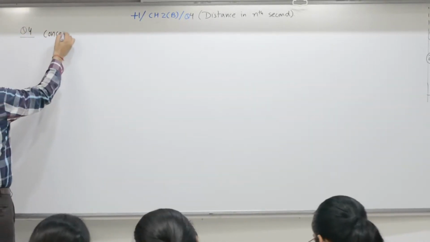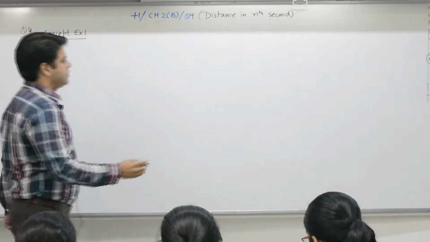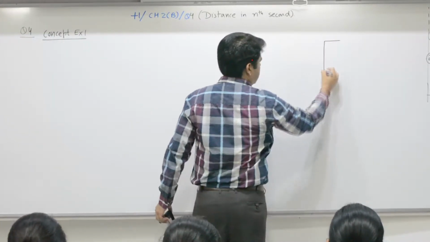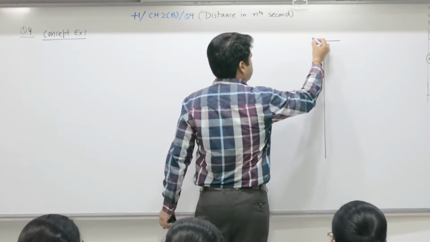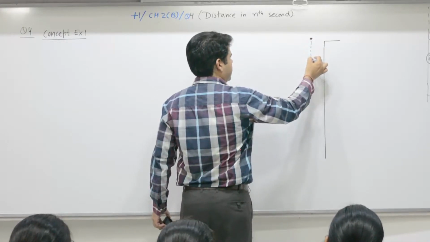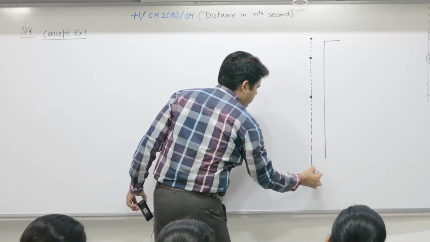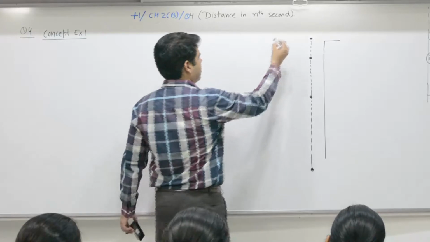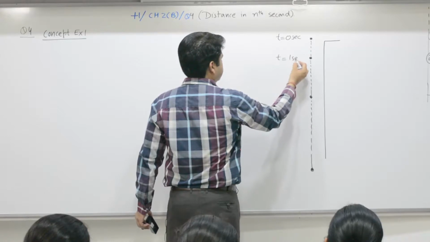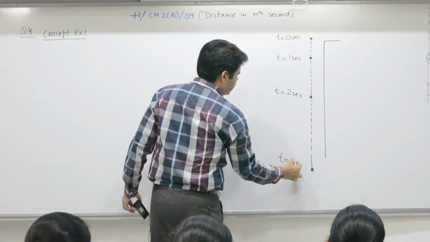Notes band kar do. Concept example. Building. You drop a particle, this is the photograph, t is equal to 0, t is equal to 1 second, t is equal to 2 seconds, t is equal to 3 seconds. You drop a particle from a building and click photographs. T is equal to 0 second, t is equal to 1 second, t is equal to 2 seconds, and this is a photograph, t is equal to 3 seconds.